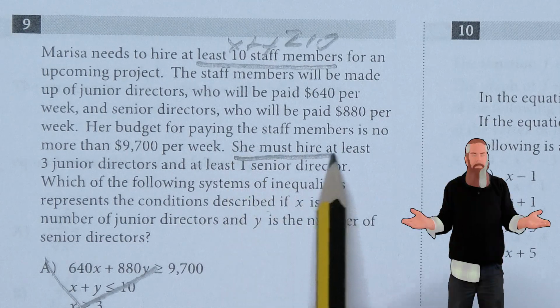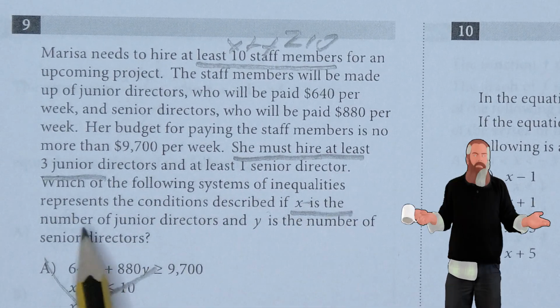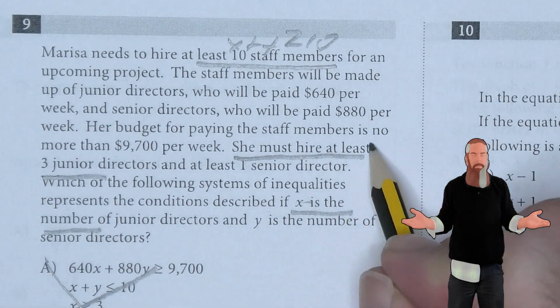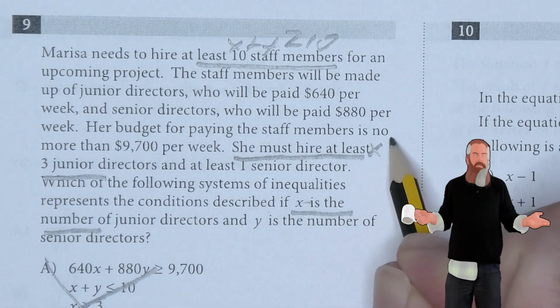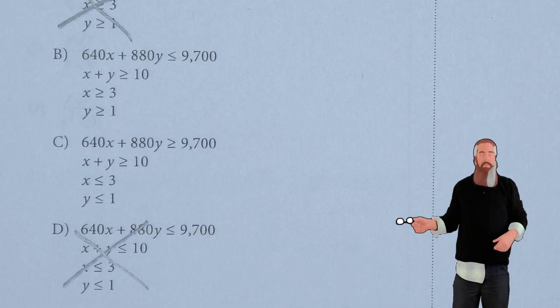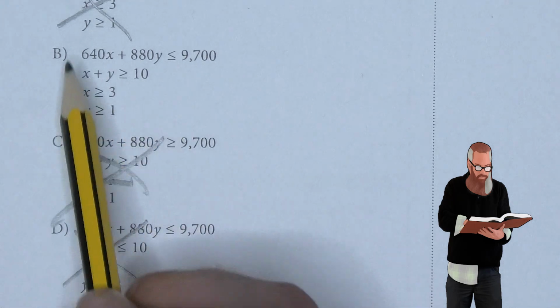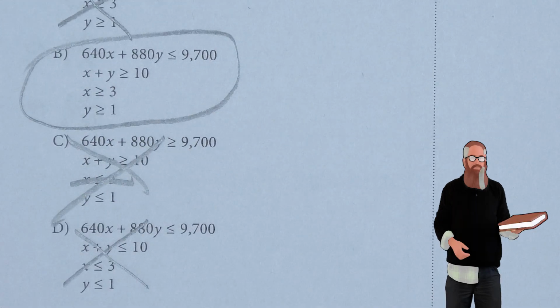She must hire at least 3 junior directors. And let's remember that x represents junior directors. This means that x must be greater than or equal to 3. So I need x is greater than or equal to 3, but this one is wrong, which means C cannot be the answer, so B is the answer.